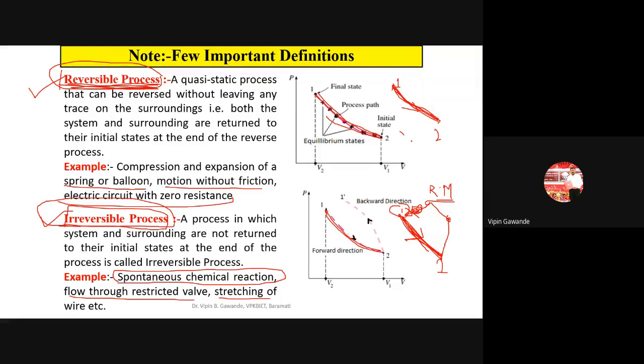That means only one line, 1 to 2. Okay, and then you are again traveling on the same path. You are going from 1 to 2 and again coming back to 1 on the same path. So that is called the reversible process.